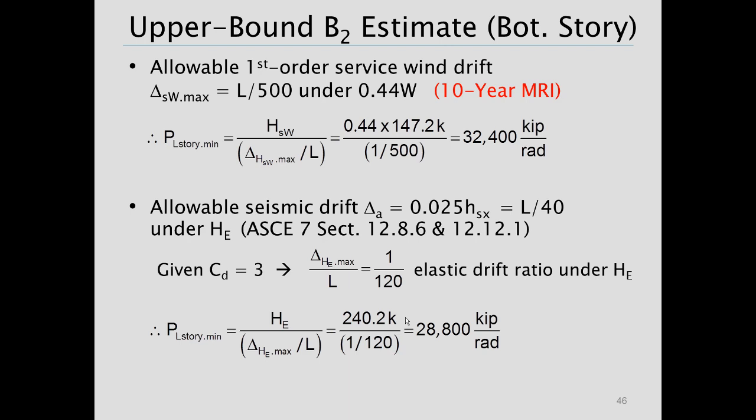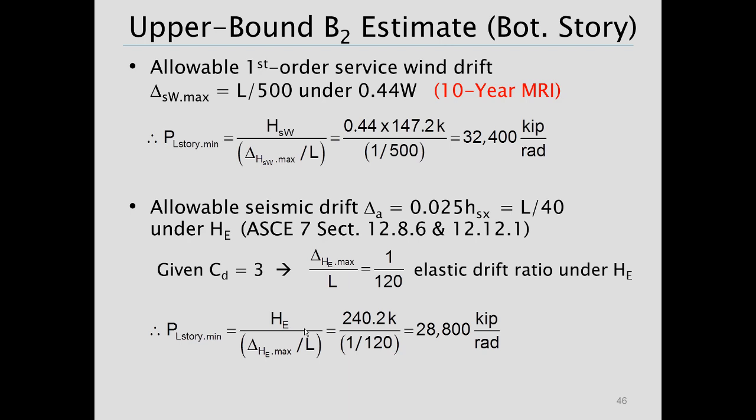So let's go with that. We had 147.2 as the story shear in the bottom story level under wind that I had shown you earlier. So we'll take 44% of that. We divide by 1 in 500 as our drift ratio that we want to allow for first order. And so if we're going to get that, we're going to have a minimum story stiffness of 32,400 kips per radian here in our bottom story. That's one number now that we can look at, that we're going to need at least that much in terms of story stiffness to meet this wind drift limit I've just thrown out.